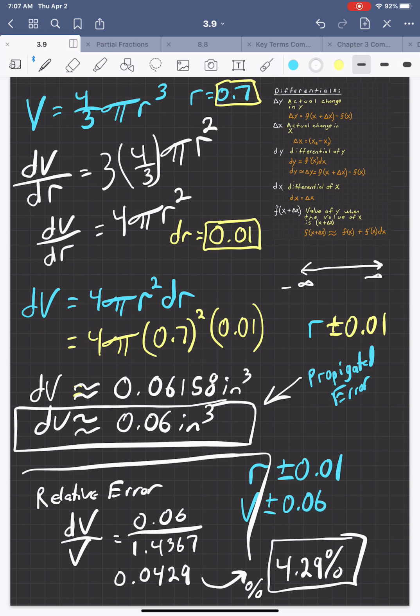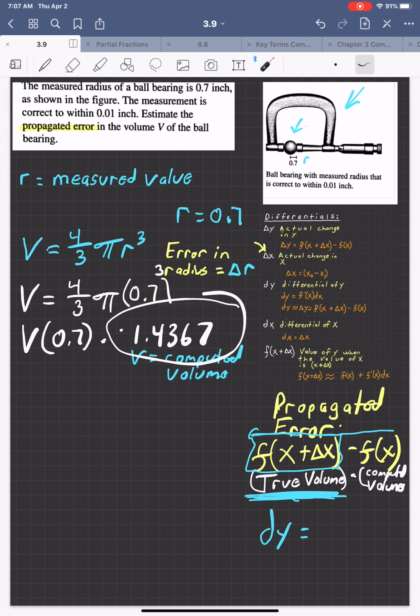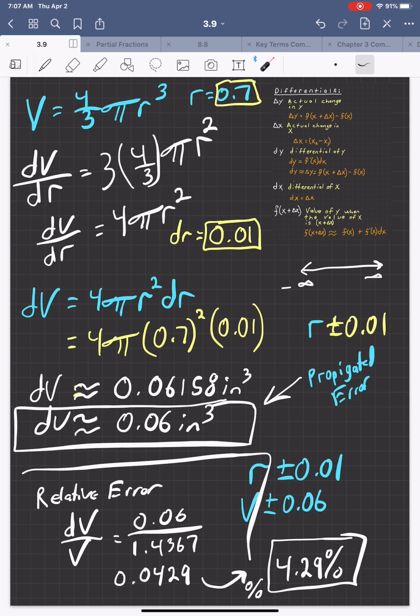I hope that makes sense. So in other words, if you're calculating volumes, we're done with this. You have everything you need to get the problem right on your test. If the tool that you keep measuring with is always correct within 0.01 inches, you can expect that your volume is going to be off by up to 4.29%. So that's the relative error. We are done with that problem.